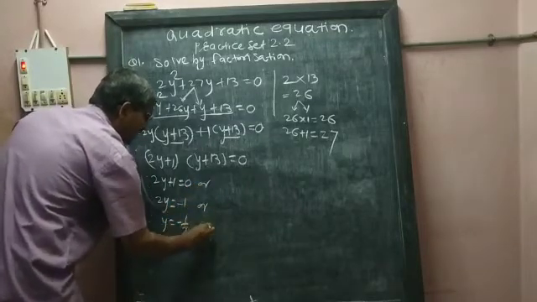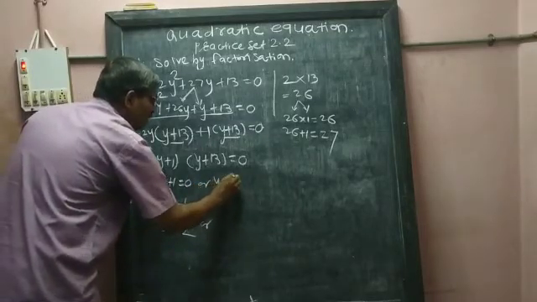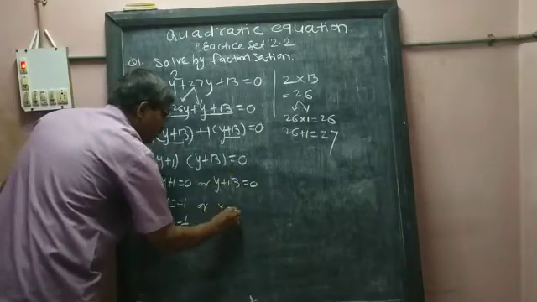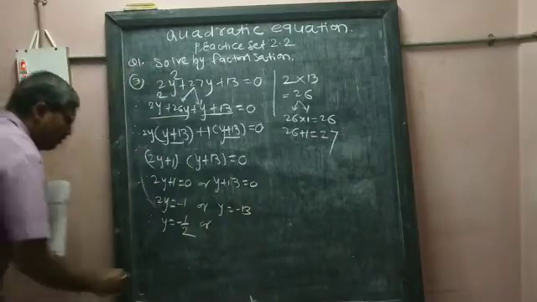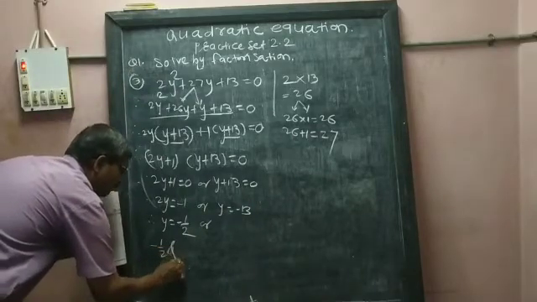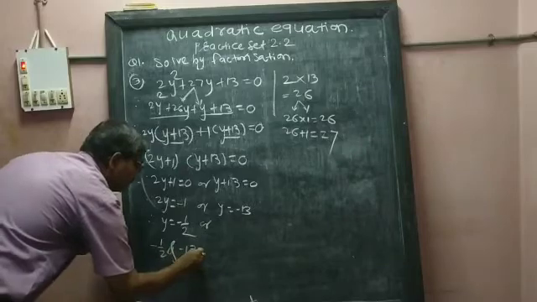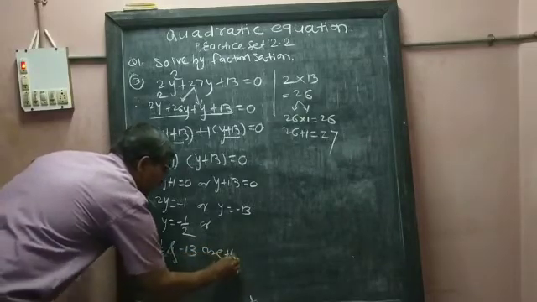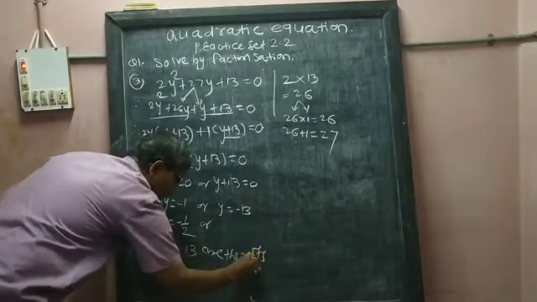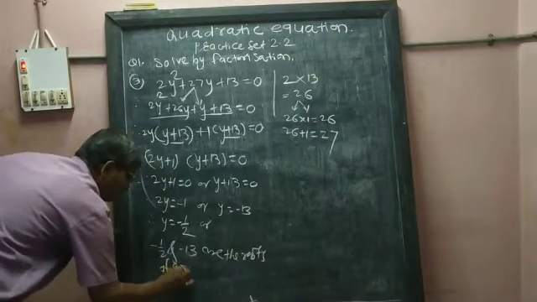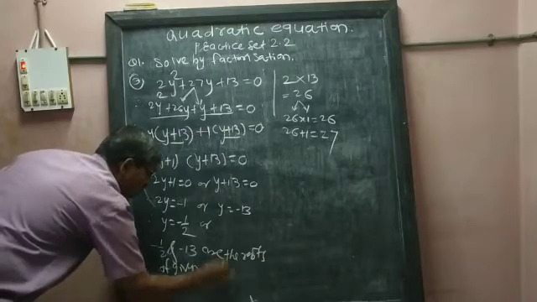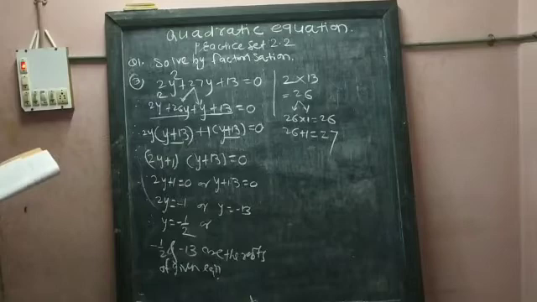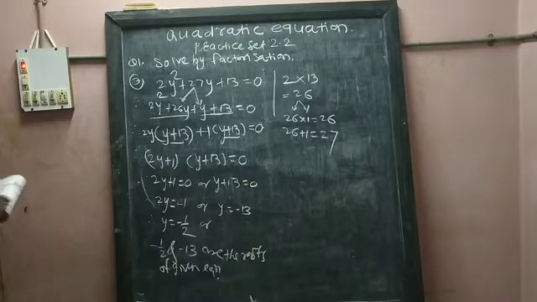Now we have to find the second root. y plus 13 is equal to 0. Therefore y is equal to minus 13. So what will you write? Minus half and minus 13 are the roots of the given equation. Okay, if completed, now we will go into the next question, that is question number 4.